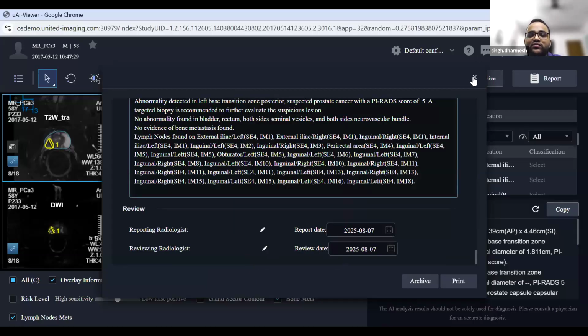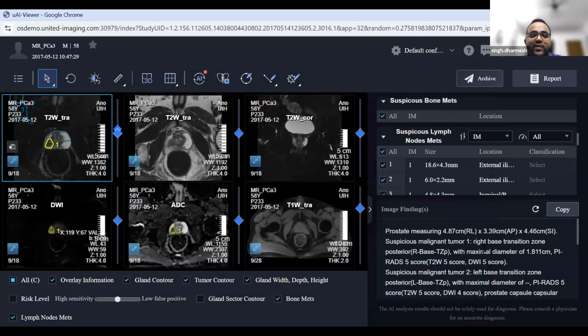So this is the deep learning based tool which we have developed, and this is commercially available. This is basically a real time example of these tools, and a lot of customers and radiologists use these tools from our company. Now let me move to this one again.